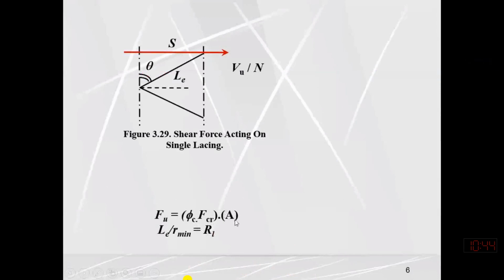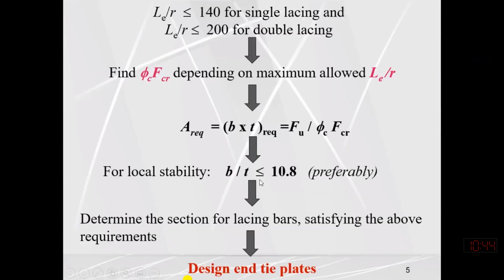Area of the lacing will be equal to FU divided by phi c FCR value. So we can compute this area, and area will be equal to B into T. And there is another condition. To avoid the local buckling of the lacing plate, B over T ratio should be less than 10.8. This preferable value is given.